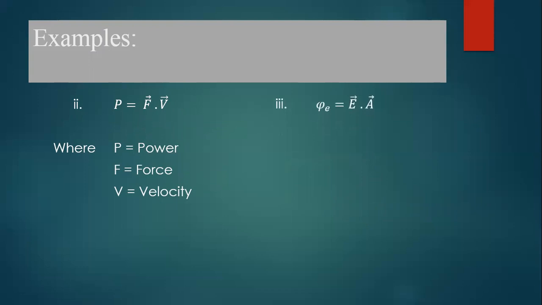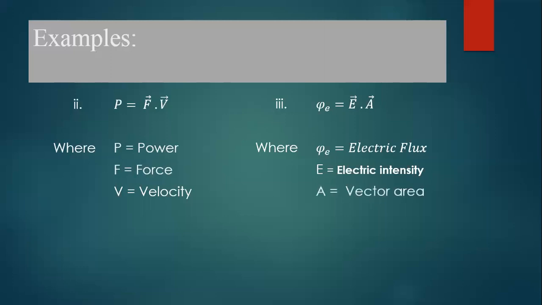Third example is in the form of electric flux. Electric flux is equal to E dot A. Here phi E is electric flux, E is electric field intensity and A is vector area. So electric intensity and vector area both are vector quantities, but their product is in the form of a scalar quantity known as electric flux. So when we multiply two vectors and their resultant is in the form of a scalar quantity, then such a product is called scalar product or dot product.